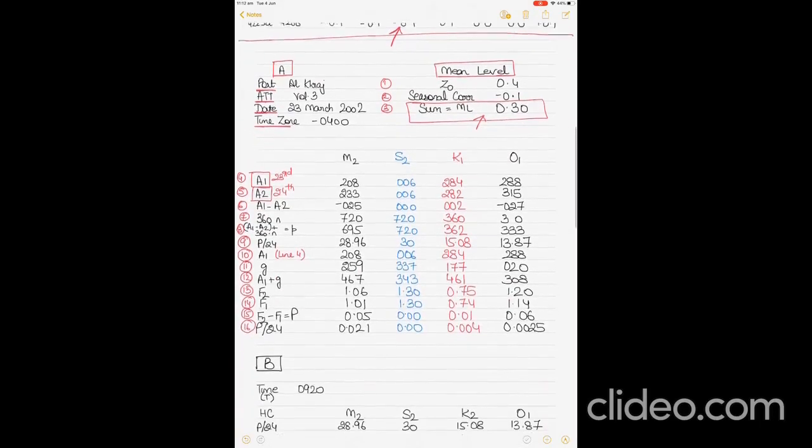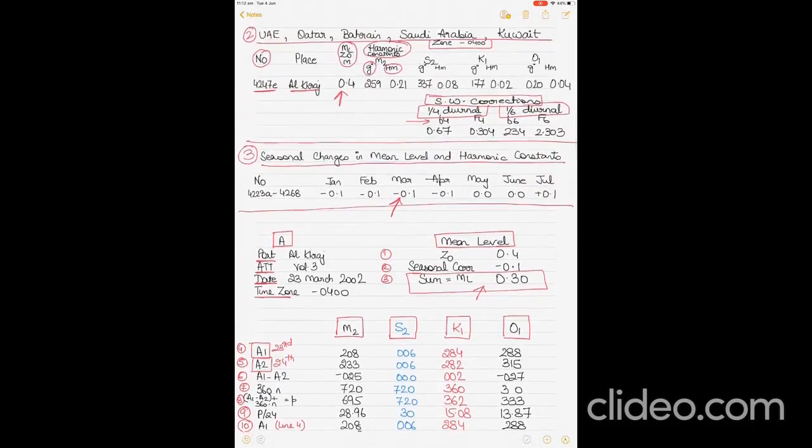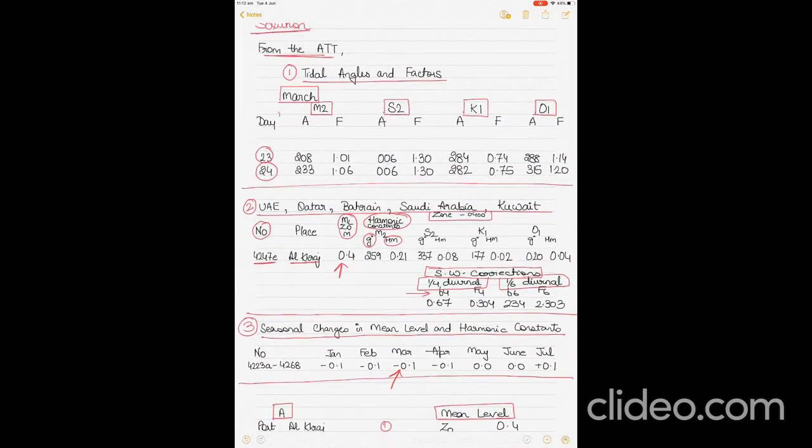Then we move on to the other part of part A of the pro forma, where we have to fill in the values of the harmonic constants for M2, S2, K1 and O1, some of which we get from the Admiralty tide table extracts. Line 4 and line 5 require you to fill in the values of A1 and A2, which you can see above for the days of 23rd and 24th, where the values of A and F are given. A1 is for the 23rd, which is the day in question, and A2 is for the 24th, the next day, which is 24th of March.